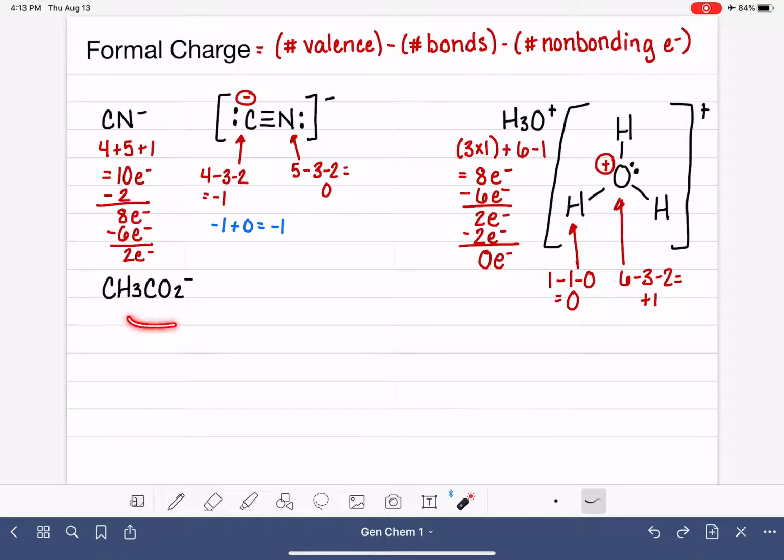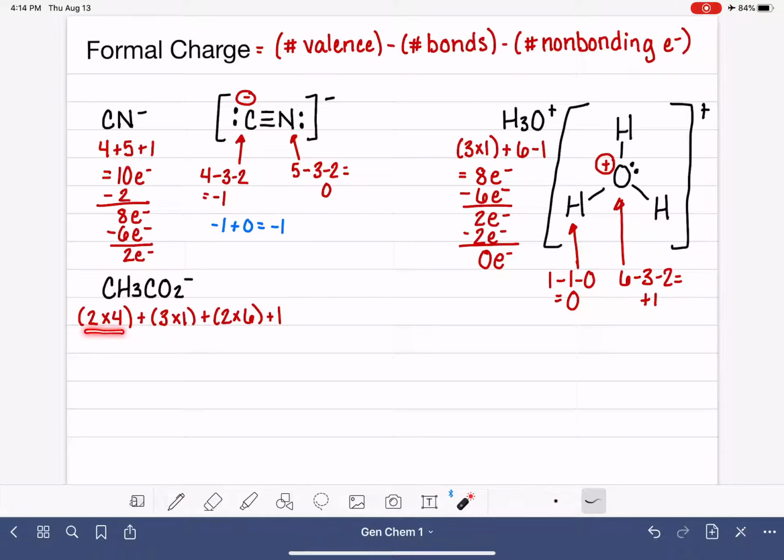So now here we are at our last example. Look at this beautiful molecule. It looks kind of complicated. Let's start by adding up our valence electrons. We have 2 carbon atoms in the formula. They each have 4 valence electrons. We have 3 hydrogen atoms. They each have 1. We have 2 oxygen atoms. They each have 6. And then we have that -1 charge that gives us 1 extra electron.